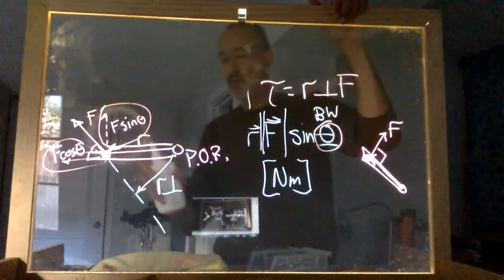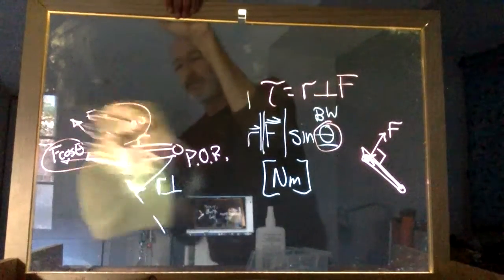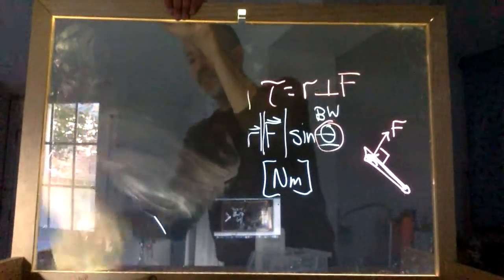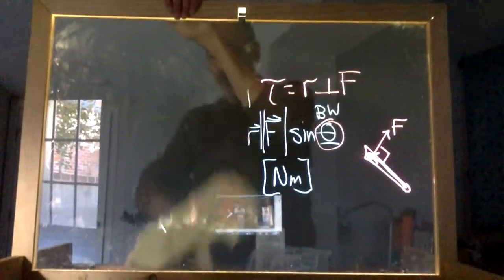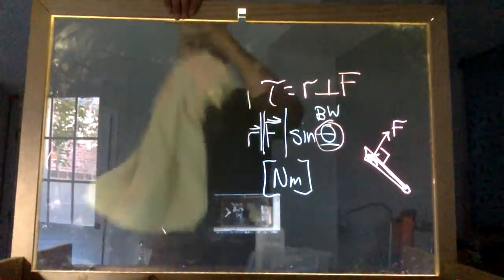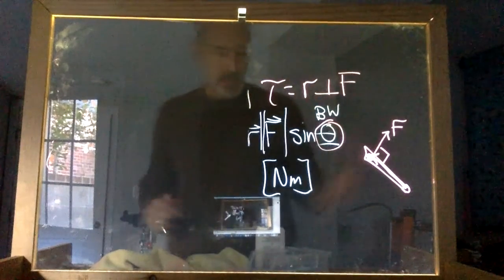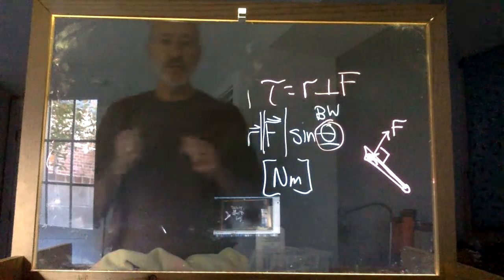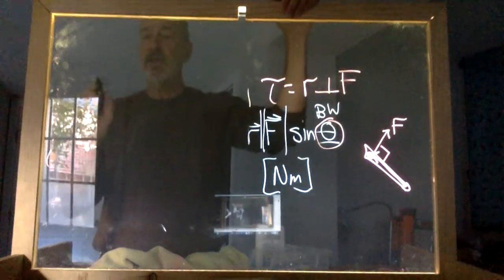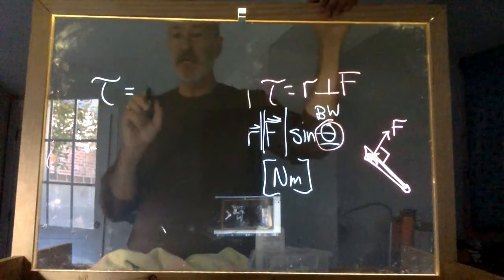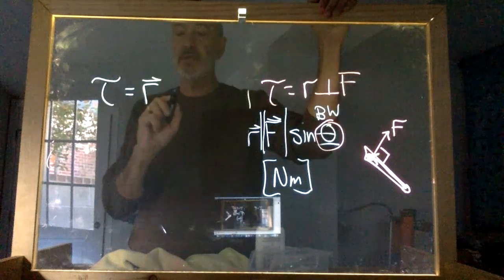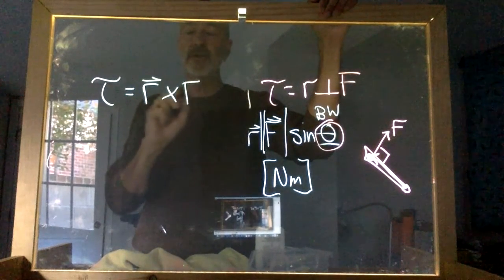Okay, so real quick, I just want to do one final discussion of that equation. Bigger force, more torque. Bigger R, more torque. Closer to perpendicular, more torque. But I want to show you in other physics how this is written. This equation in AP Physics C, for example, is written as R cross F.